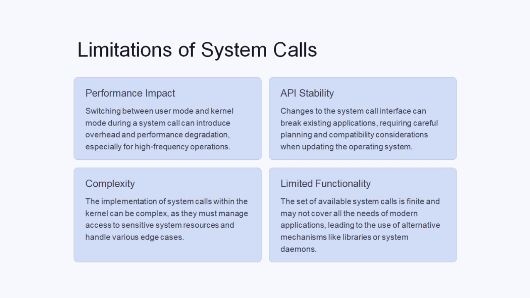Now the limitations of system calls. Limitations of system calls include API stability, performance impact, complexity, limited functionality. Performance impact means system calls can be slower due to overhead of switching between user mode and kernel mode. API stability means changes in the system call interface can lead to compatibility issues.